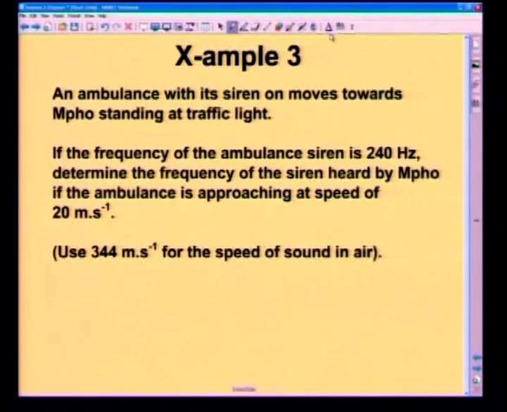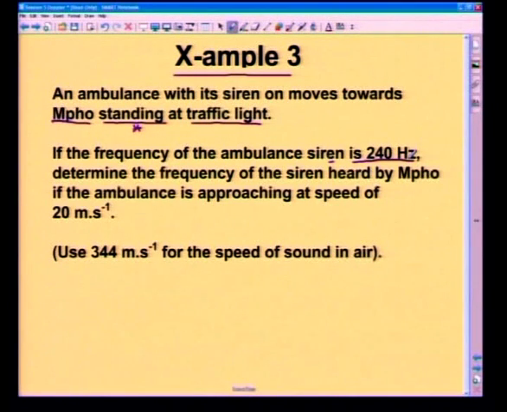Okay, now let's look at the next example, and that will be example 3. We're having a question here that says an ambulance with siren on moves towards Mpo, standing at a traffic light. Now, there is information given to us there around that word standing. We will write it down later on. If the frequency of the siren of the ambulance is 240 hertz, determine the frequency of the siren heard by Mpo if the ambulance is approaching at a speed of 20 meters per second.